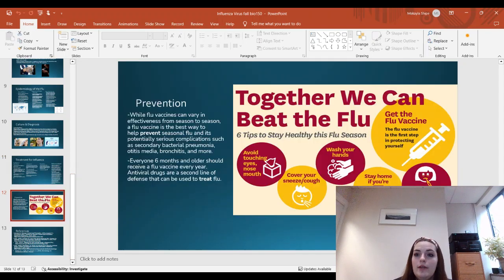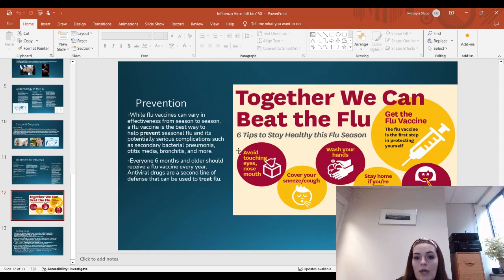Next, moving on to prevention. The best way to prevent the flu is getting the vaccine every year. While flu vaccines can vary in effectiveness from season to season, a flu vaccine is the best way to help prevent seasonal flu and its potential serious complications such as secondary bacterial pneumonia, bronchitis, and more. Everyone 6 months and older should receive a flu vaccine every year. Antiviral drugs are a second line of defense that can be used to treat the flu.